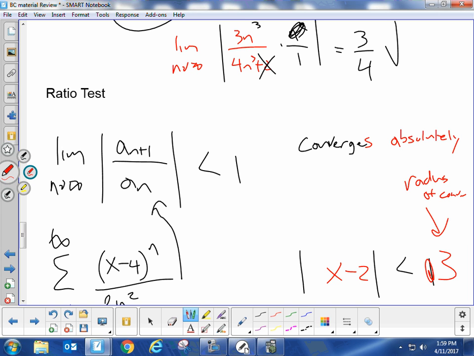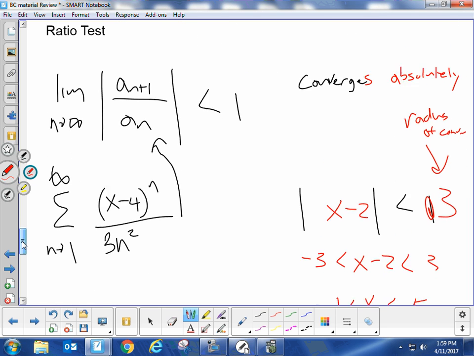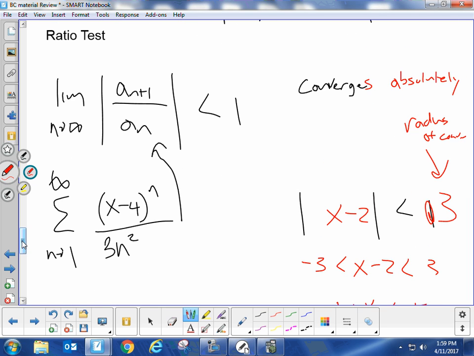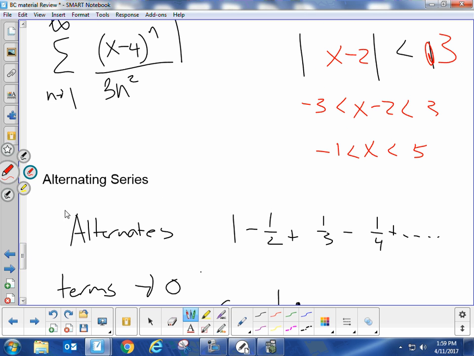Okay, so absolute convergence and conditional convergence we need to talk about. Absolute convergence means the absolute value of your thing will converge. But conditional convergence is also convergence. Whenever we do the ratio test and we find an interval of convergence, we need to make sure we check our endpoints.